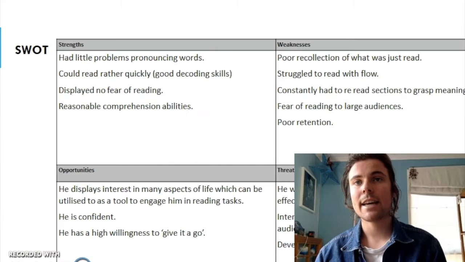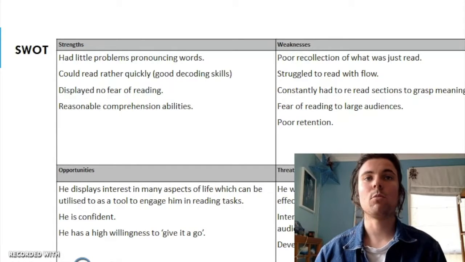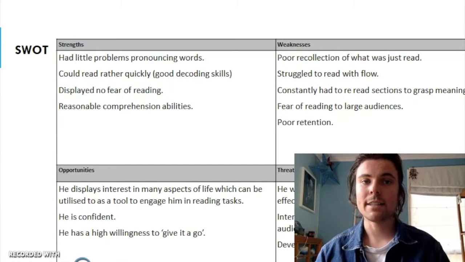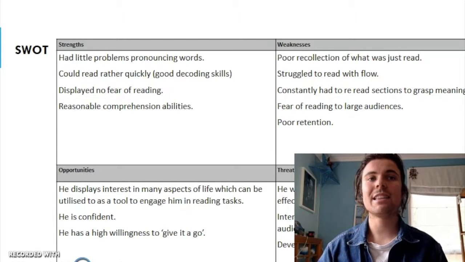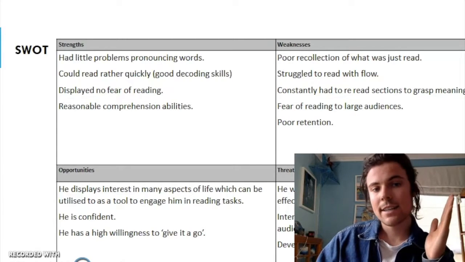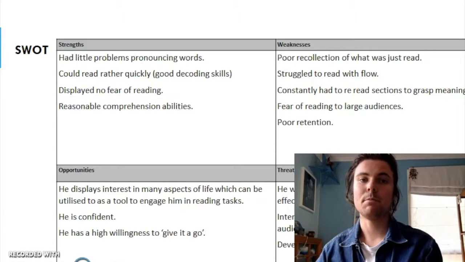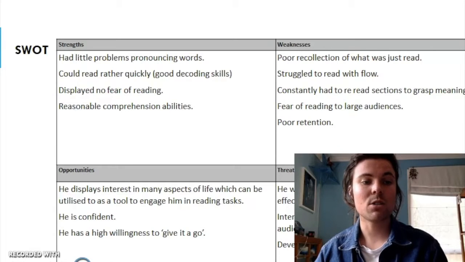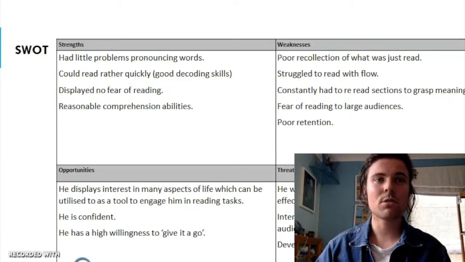So I completed a SWOT analysis of his first reading task. Find SWOT analyses; they're awesome and they work for everything. I'm just going to fly through a few of the key areas. Strengths: he did have a fair few. He had little problem pronouncing words. He could say them well, but I knew he didn't know their meaning. I shouldn't have in this observation phase, but I stopped and asked, do you know what that means? No idea. He displayed no fear of reading, which was also great.